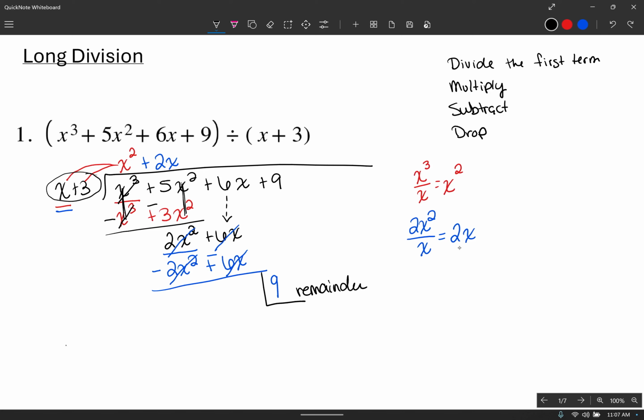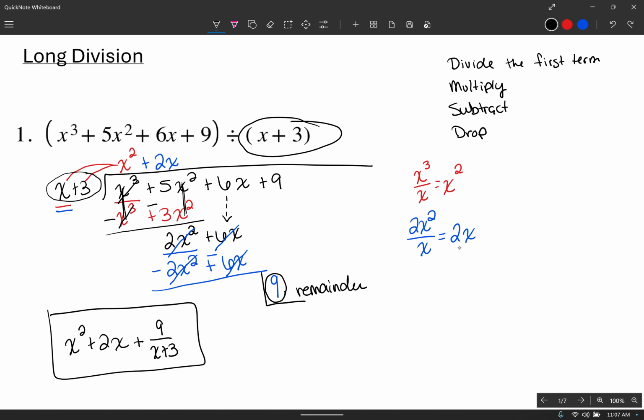So my answer would be what I have on top, the x squared plus 2x. That's what I got when I divided. All right, that's my quotient. Plus, since this is positive, I'm going to put a plus, 9 over, and then what you divided by, which is the x plus 3.